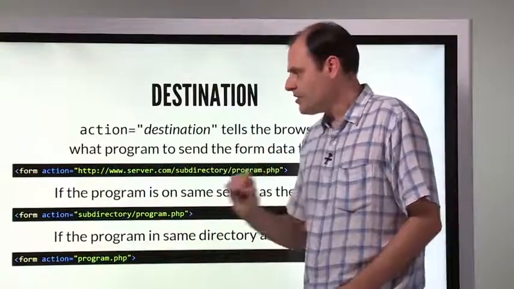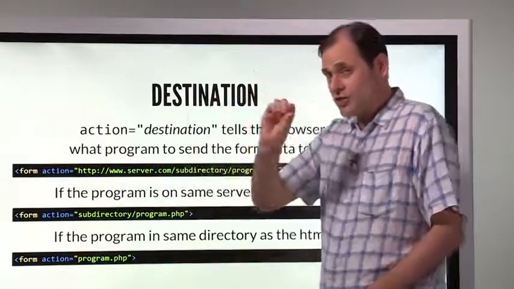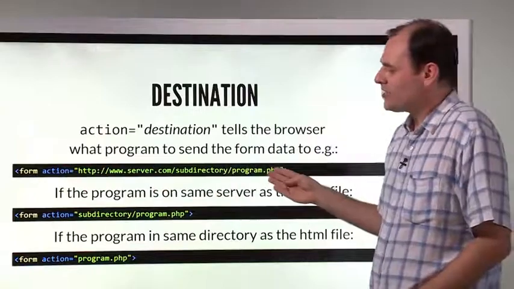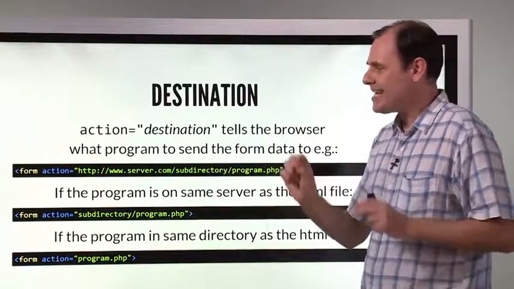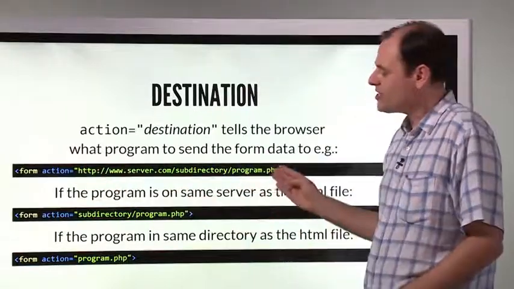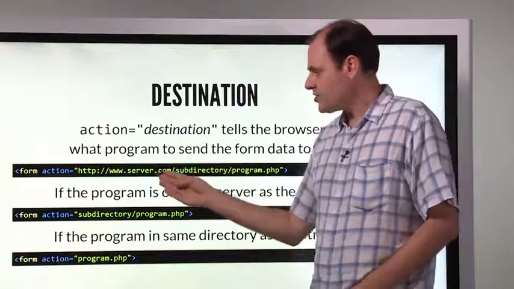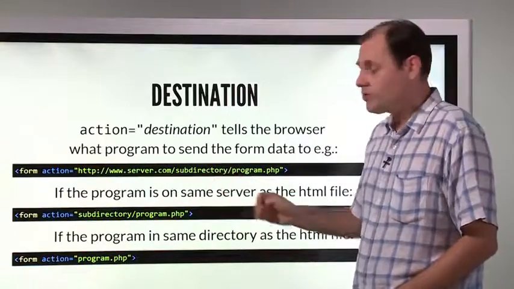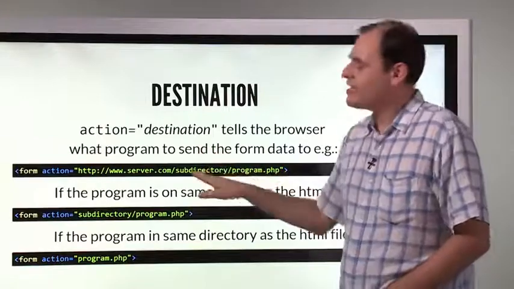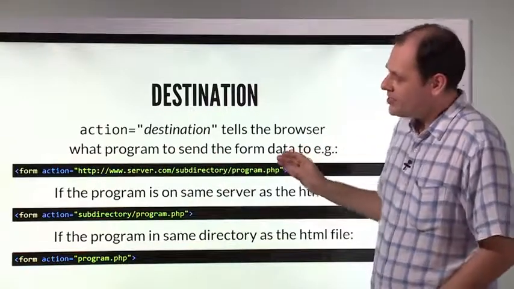Destination, we talked about it briefly. Here's an example. So this is the start tag, form, and there's a complete example. Everything that is chosen, selected, or entered in the form, whatever it is, is sent to this particular program. I just made up this example. There's the server, there's a subdirectory on the server, and there's the exact program in that directory on that server. All right? So that's where all the data will be sent.